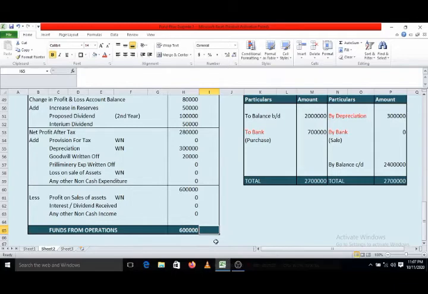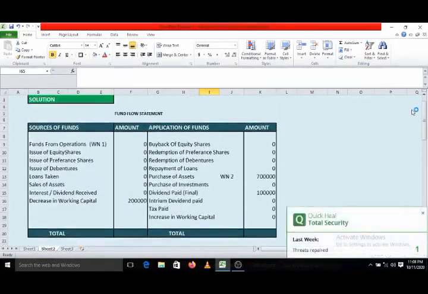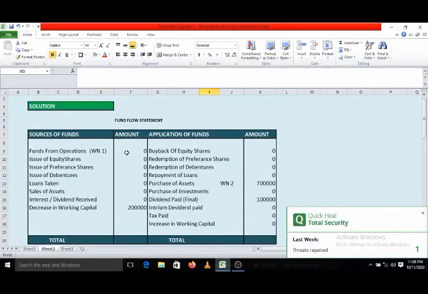So we will take 6 lakhs funds from operations, that we will transfer to our fund flow statement. Fund flow statement you can check out. Sources side, first item, funds from operations 6 lakhs. Already we have written over here working note number 1. If anyone wants to check how we have calculated this funds from operations 6 lakhs, immediately there is a reference of working note number 1.